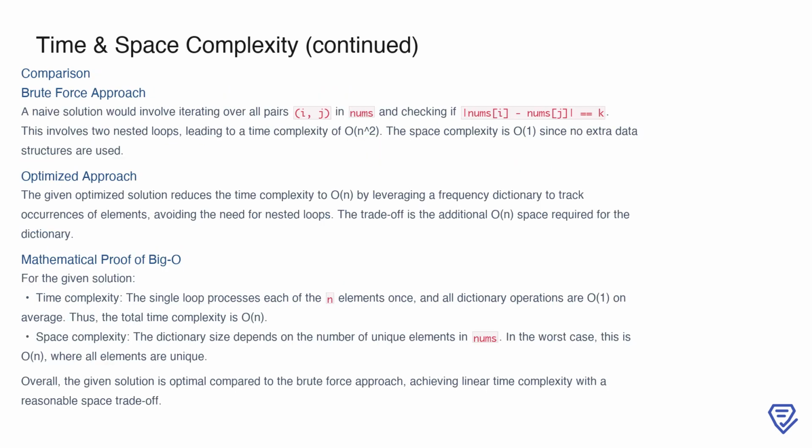Let's compare this optimized approach to the brute force method. A naive brute force solution would involve iterating over all possible pairs i, j in the array and checking if the absolute difference between nums[i] and nums[j] equals k.